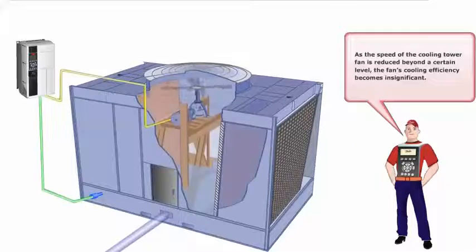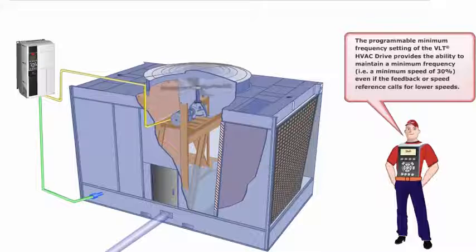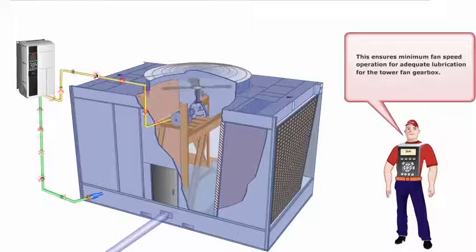As the speed of the cooling tower fan is reduced beyond a certain level, the fan's cooling efficiency becomes insignificant. Also, when a cooling tower utilizes a gearbox, a minimum speed of 30% is required for proper lubrication. The programmable minimum frequency setting of the VLT HVAC drive provides the ability to maintain a minimum frequency, that is a minimum speed of 30%, even if the feedback or speed reference calls for lower speeds. This ensures minimum fan speed operation for adequate lubrication for the tower fan gearbox.